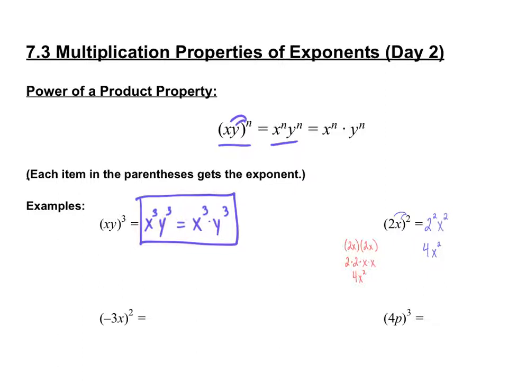All right, moving on to the next one, negative 3x quantity squared. So it's negative 3x times negative 3x, multiplying it by itself twice. So if I arrange this, negative 3 times negative 3 times x times x, we get negative 3 times negative 3 is positive 9 times x times x is x squared, so 9x squared.